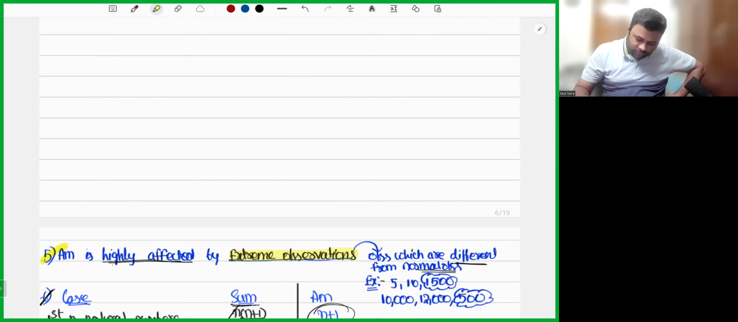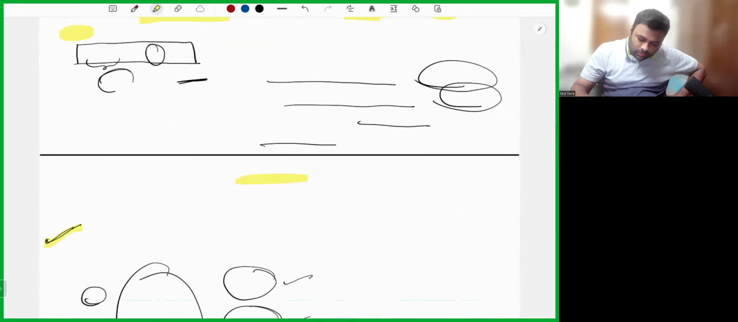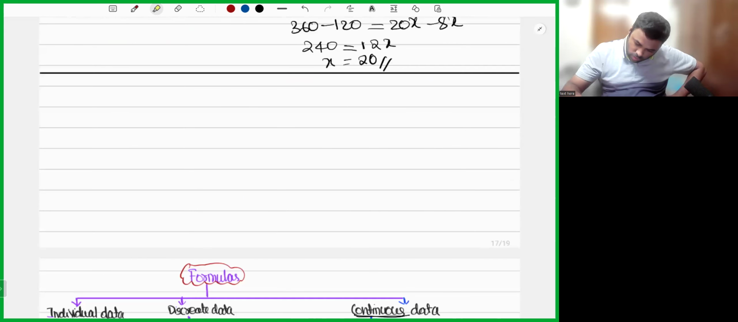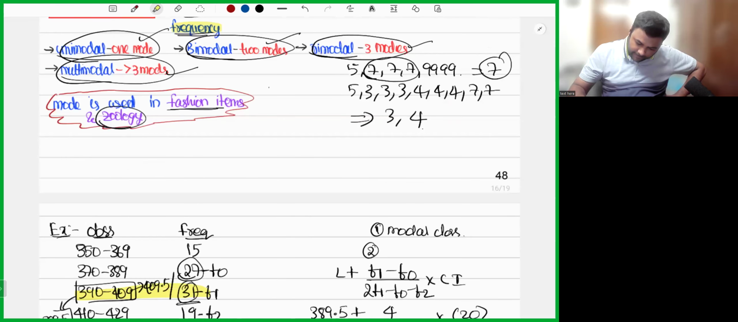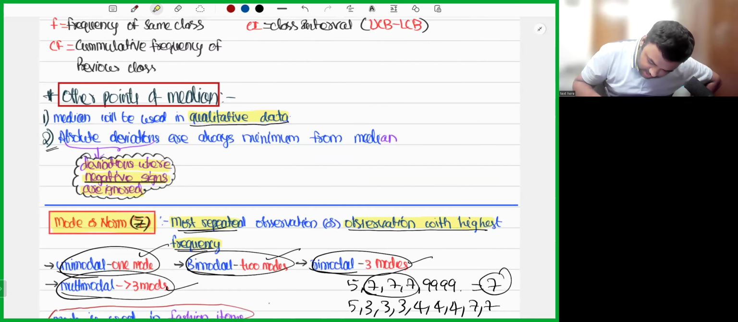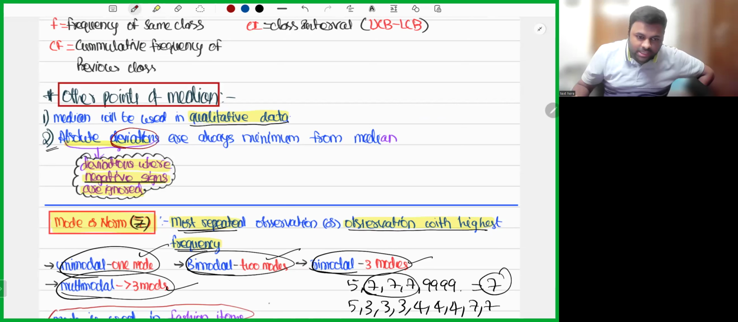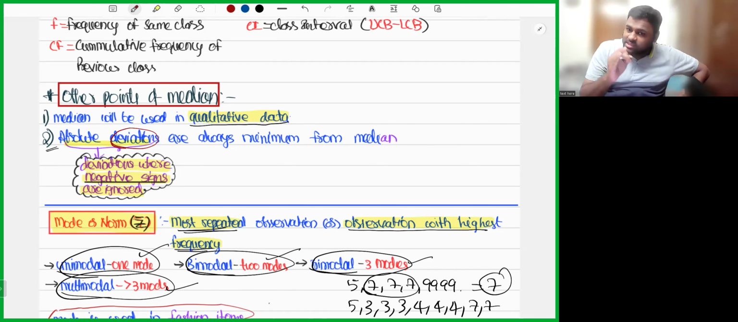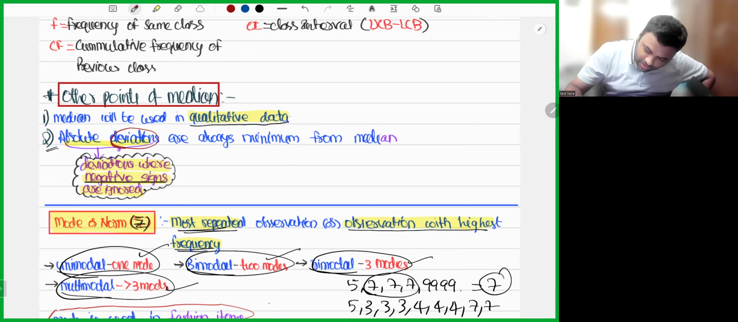Now let's come to this point. See here, absolute deviations are always minimum when taken from the median. Deviation, we know, difference is called deviation. Now, what is this absolute deviation? Absolute deviation means differences where negative signs are ignored. Those are called absolute deviations. Say, for example, I'm having 3 observations: 1, 5, 7. What is the median here? 5.